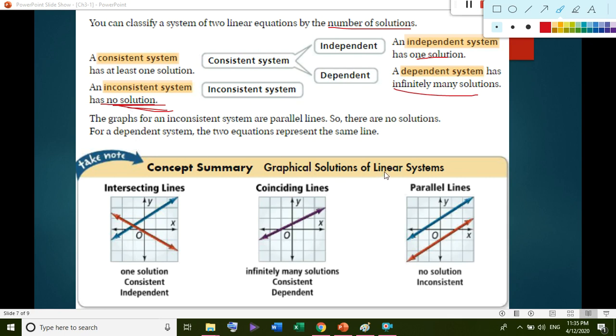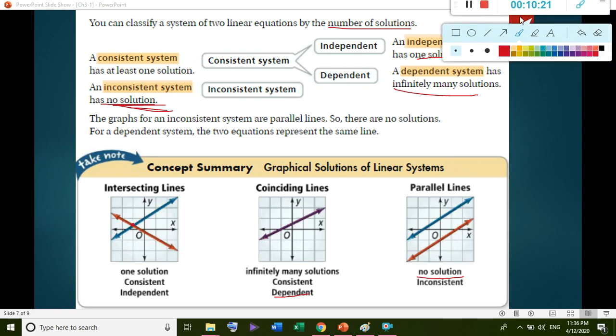Now, here is a graphical solution of the linear system. Intersecting lines, there is only one solution, which is the intersection point. Infinitely many solutions means both lines are on top of each other. So this means coinciding lines have many solutions, so it's dependent. Parallel lines don't intersect and they're not coinciding lines, so it means there are no solutions, because they're parallel lines and never meet. Just put these 3 points in your mind. And now let's start solving some problems.